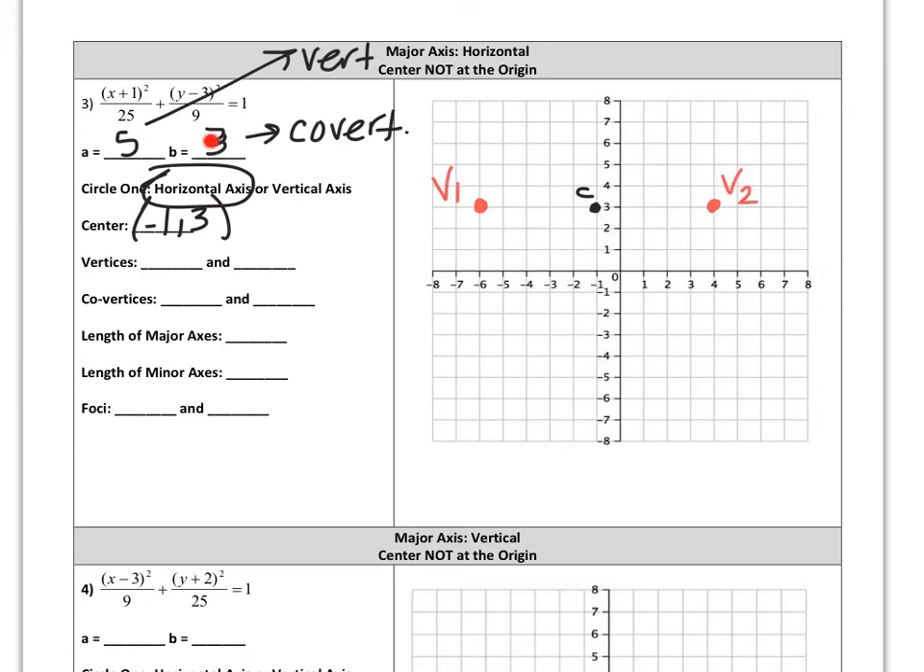Now my co-vertices are 3. So we're going to go 3 from the center, but up and down this time. So 3 up, we'll call this co-vertex 1. 3 down, we'll call this co-vertex 2. And here's my ellipse. So my vertices are (4, 3) and (-6, 3). My co-vertices are (-1, 0) and (-1, 6).